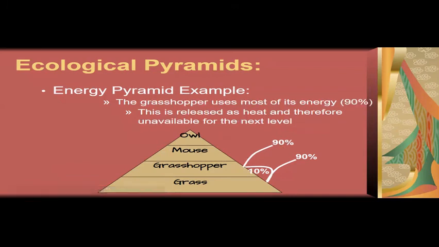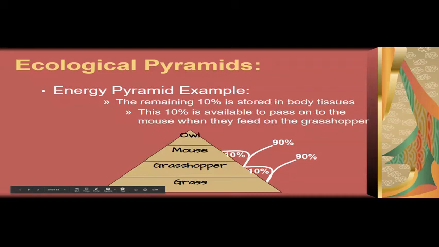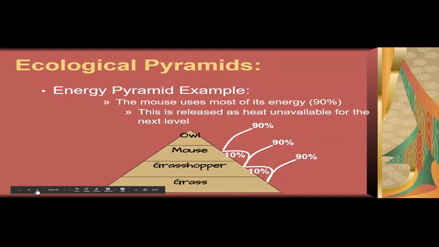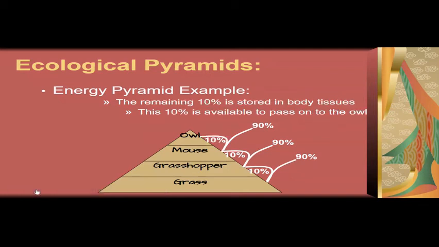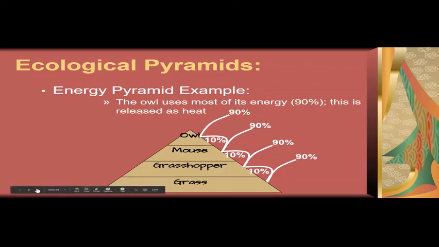The grasshopper uses most of its energy, and this is released as heat and therefore unavailable for the next level. The remaining 10% is stored in body tissues, and this 10% is available to pass on to the mouse when they feed on the grasshopper. The mouse uses most of its energy, and this is released as heat unavailable for the next level. The remaining 10% is stored in body tissues, and this 10% is available to pass on to the owl. The owl uses most of its energy, and this is released as heat. The owl is the top predator in this food chain.